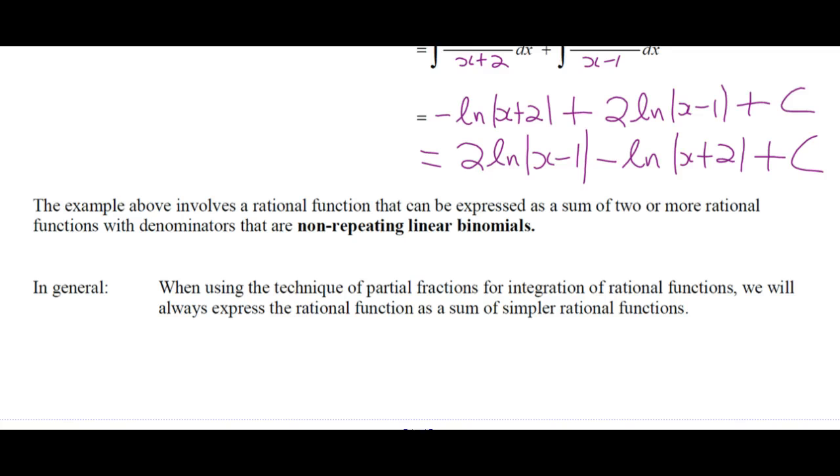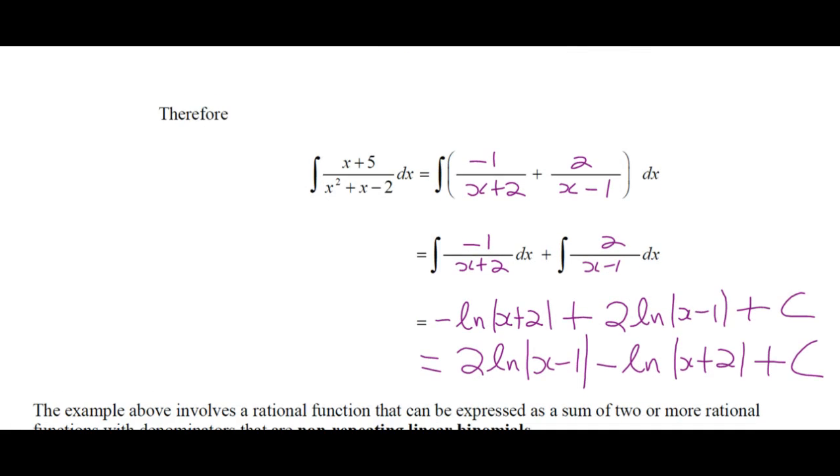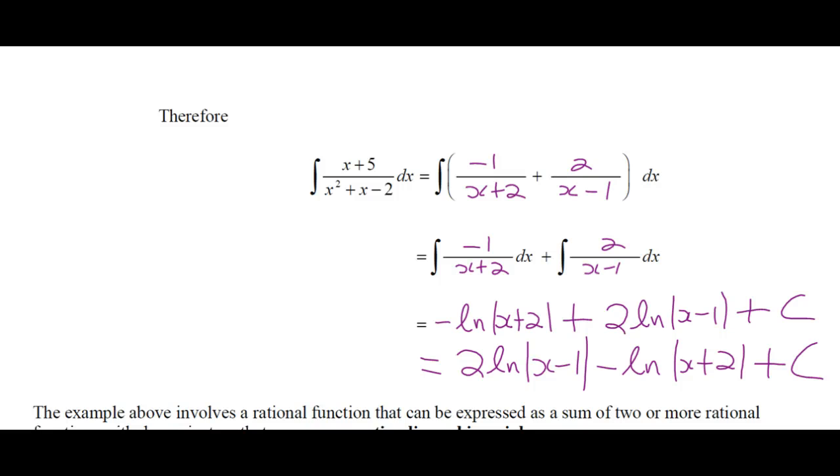And there are a number of cases. All right, so what is it? The example above involves a rational function that can be expressed as a sum of 2 or more rational functions with denominators that are non-repeating linear binomials. Okay, so non-repeating, there's an x plus 2, there's an x minus 1, that's it, right? Nobody is being squared.